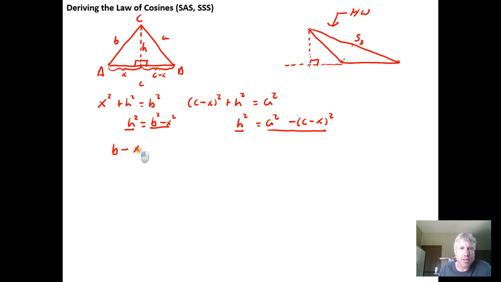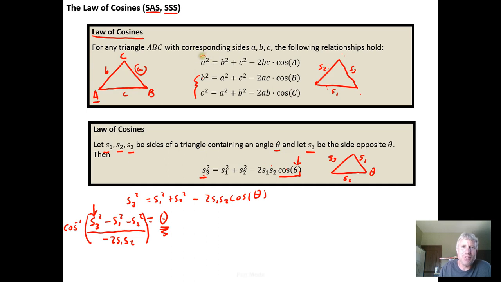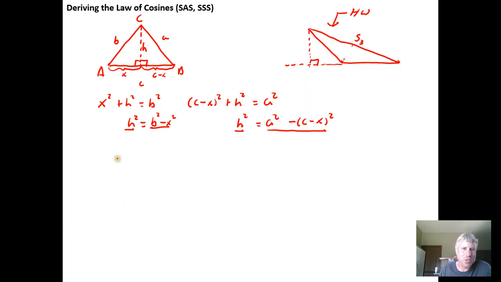So b squared minus x squared is going to equal a squared minus, I'm going to reverse the order just so that I have it. I'm going to put the a on the left side just so that we're matching this, because I know people like it to match up. So I'm going to put the a squared minus c minus x quantity squared on the left, equaling the b squared minus x squared on the right.